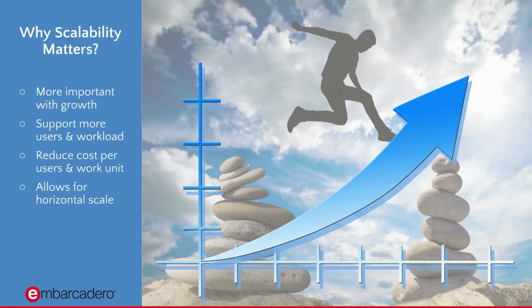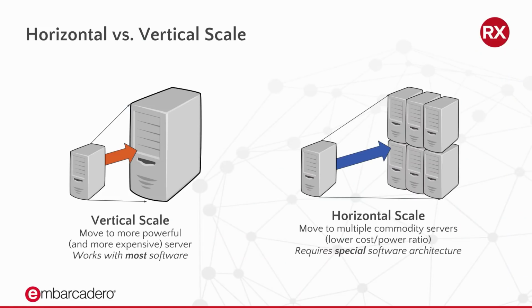Scalability is more important as you grow. It means you're able to service more users or more workload at the same cost per user and workload. And this is accomplished through horizontal scaling. The difference between horizontal and vertical scaling is a hardware-related term, whereas before I was talking about horizontal and vertical services and architecture. With hardware scaling, vertical scaling is where you have to use a more powerful and therefore more expensive server. And this works with all software.